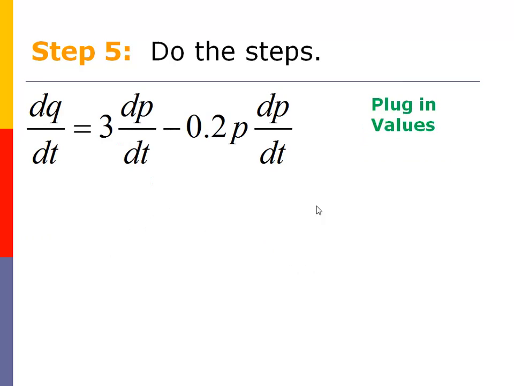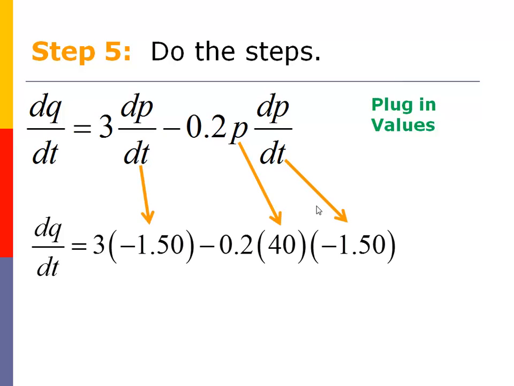Okay, and so now that I've got my derivative ready to go, all I need to do is plug in my values. You may recall, our change in price was decreasing at $1.50. So I'm plugging in the negative 1.5, and then our price was 40. I'm just putting those numbers in, crunching it out. I got 7.50 per week. And so our change in quantity each week is 7.50.